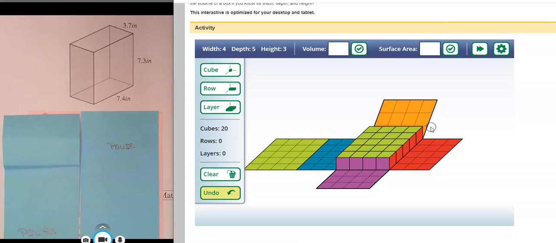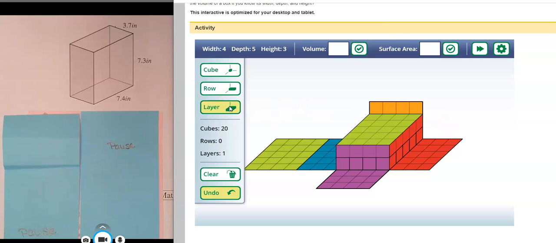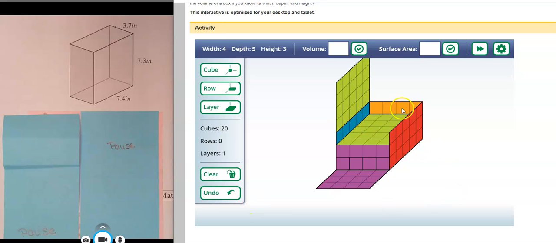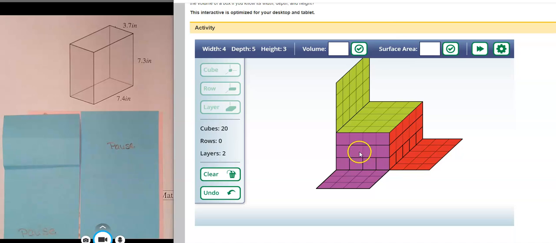So if I know it takes 20 cubes to cover that bottom layer, can you see that I will take my 20 cubes 2 more times? I already have 20 once, but it'll take another layer of 20 cubes and another layer of 20 cubes to fill this up. What if I take away one of those layers? See how this rectangular prism is not full? But when I put that layer back on, now I know I have 20 cubes on the bottom layer, another 20 cubes on the second layer, and another 20 cubes on the third layer.